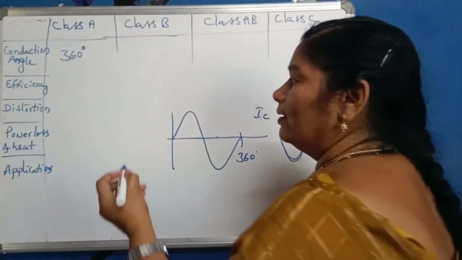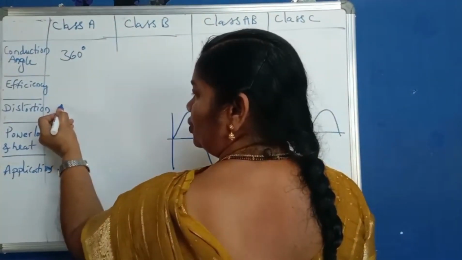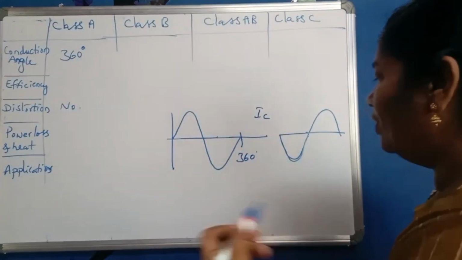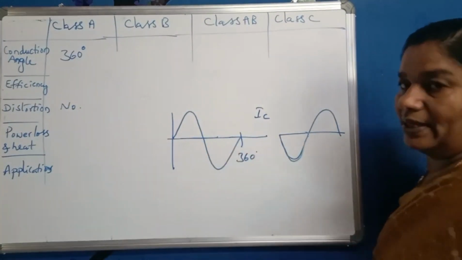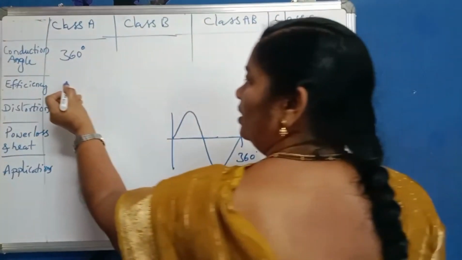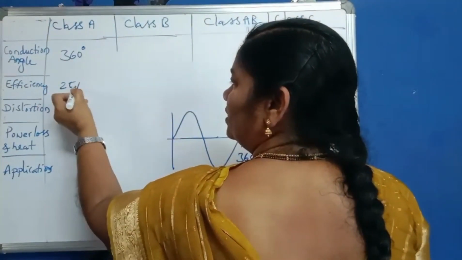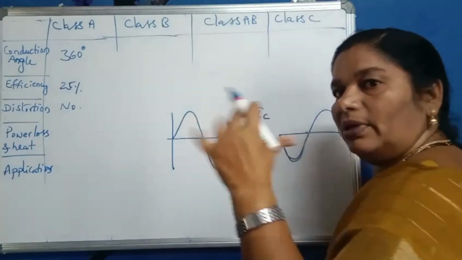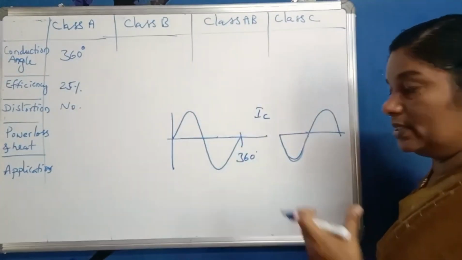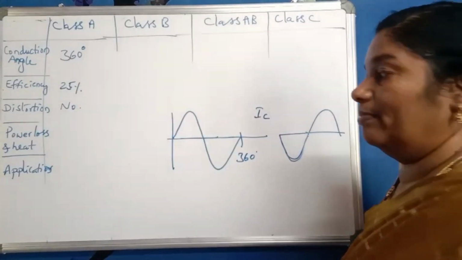Therefore, you can tell that very little distortion or no distortion is there. But when you talk about the efficiency, how much it is amplifying, it will have only 25% efficiency. Only very minimum efficiency will be there, but the signal loss will not be there. That is the main advantage of the class A power amplifier.